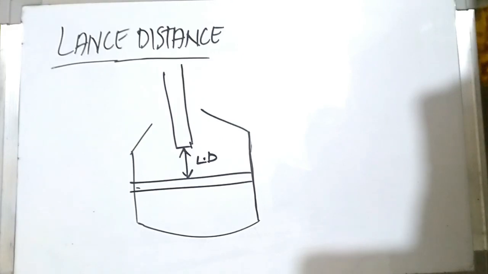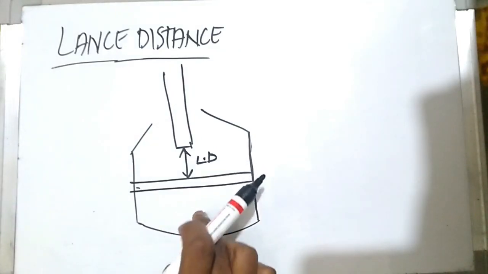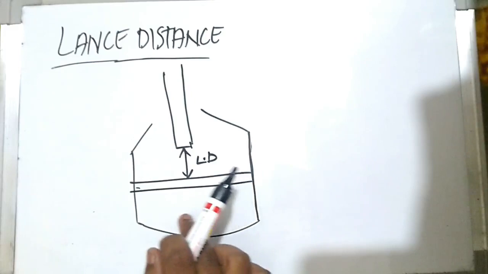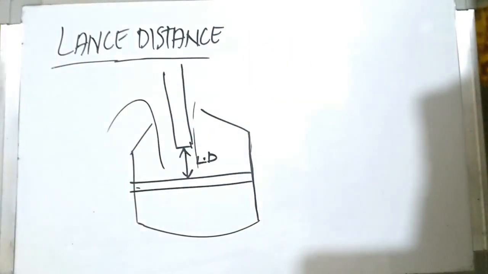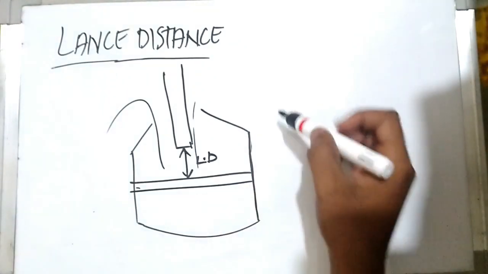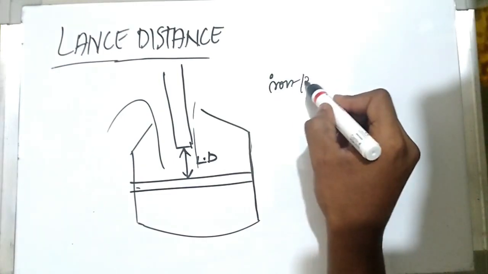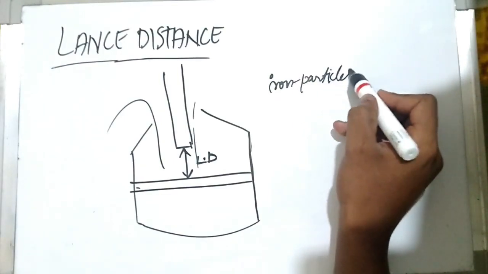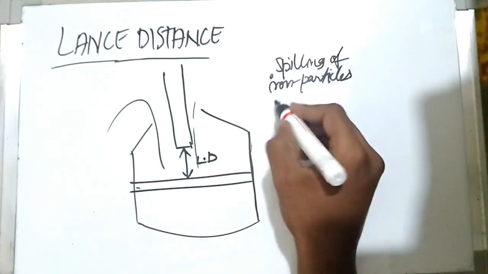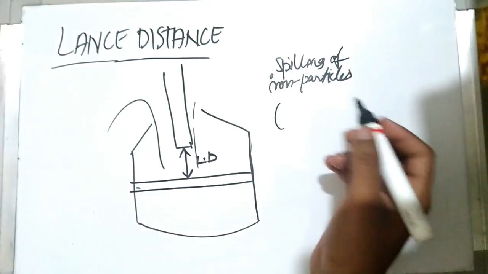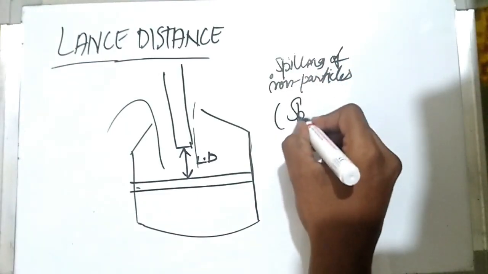Why is this concentration of force required? Because it should not happen that the liquid iron spills out of the converter, so the force should be controlled. The spilling of iron particles out of the converter is called sparkling.